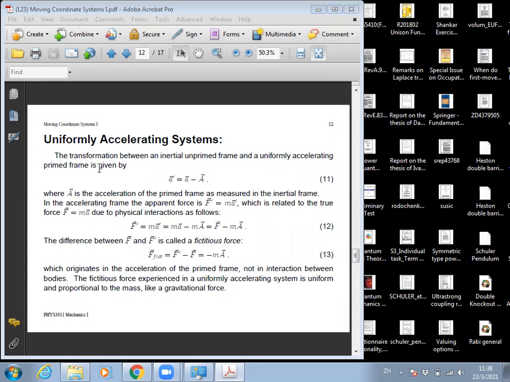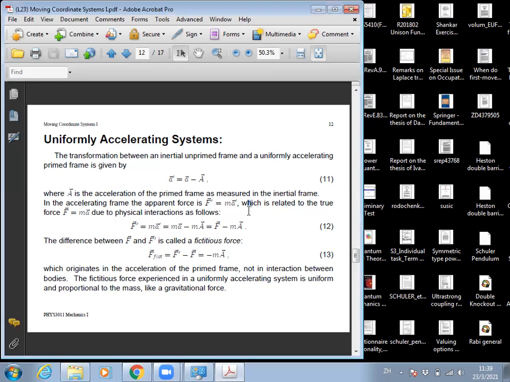Okay, the transformation between an inertial unprimed frame and a uniformly accelerating primed frame is given by this relation in equation 11. The acceleration in the uniformly accelerating frame is given by A prime. The inertial frame acceleration is given by A. And capital A vector is the acceleration between the two frames.